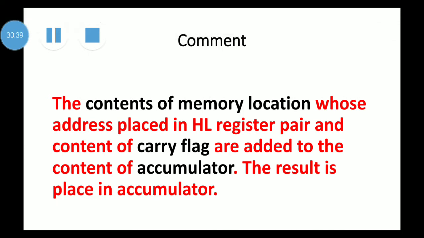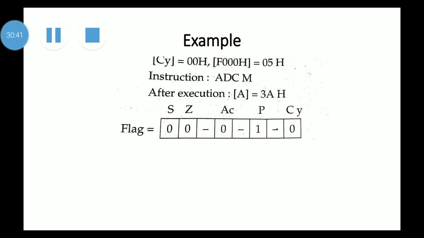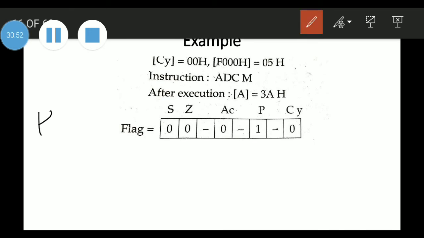On the screen you can see one example. Before execution, suppose there is an HL pair which points to a location. Since it is M, we have to write one location. I am writing any location. Suppose my location is C200. Now it is pointing.